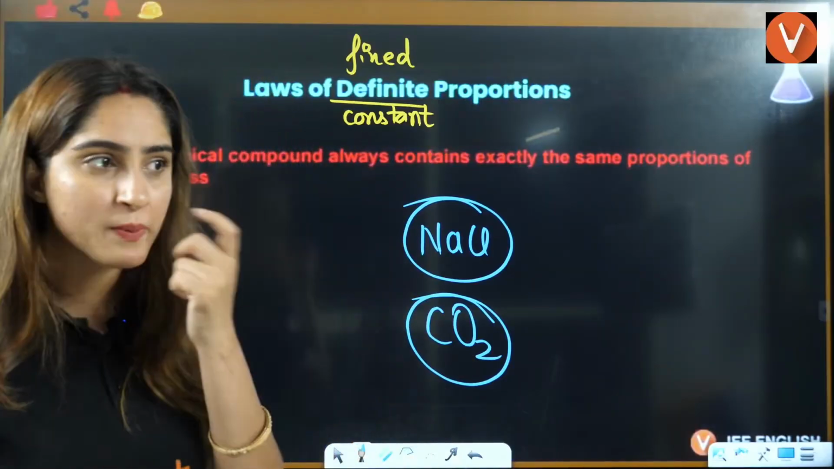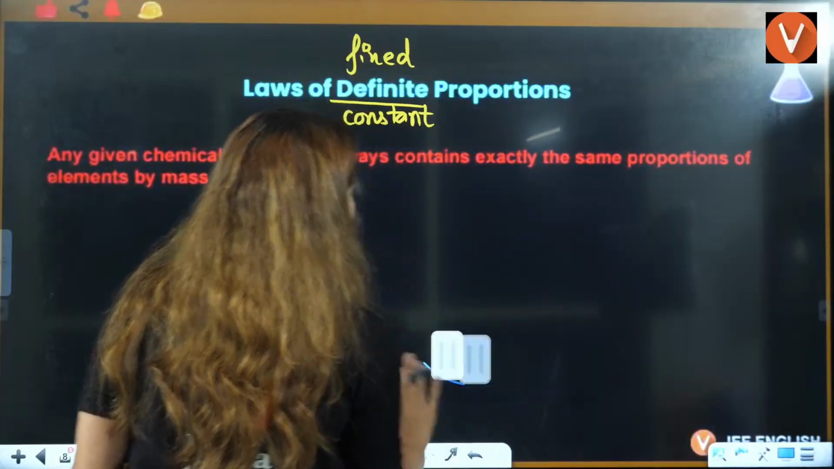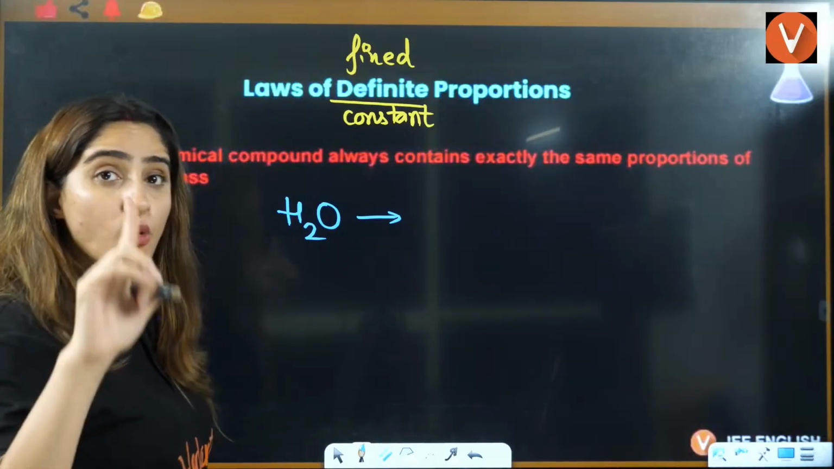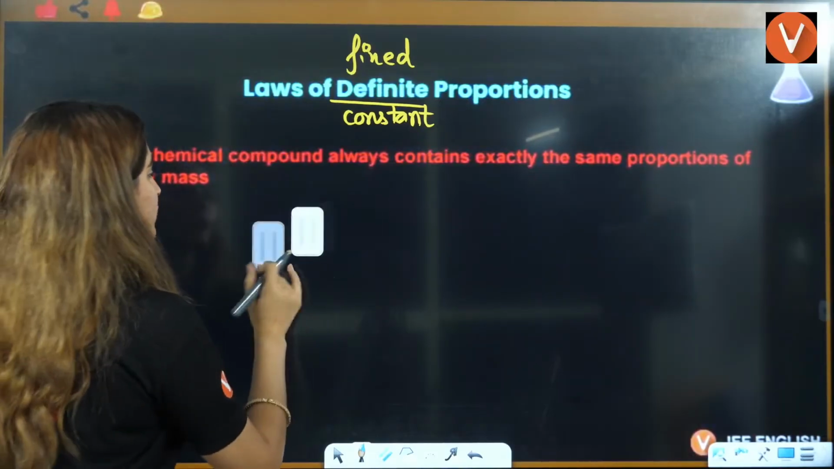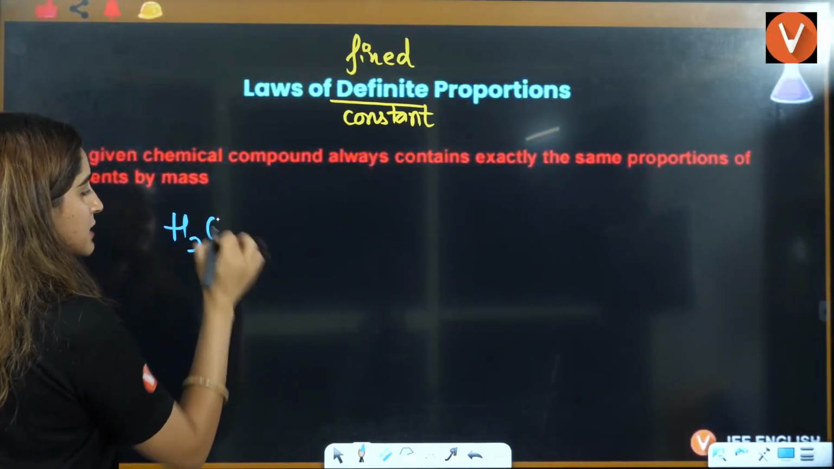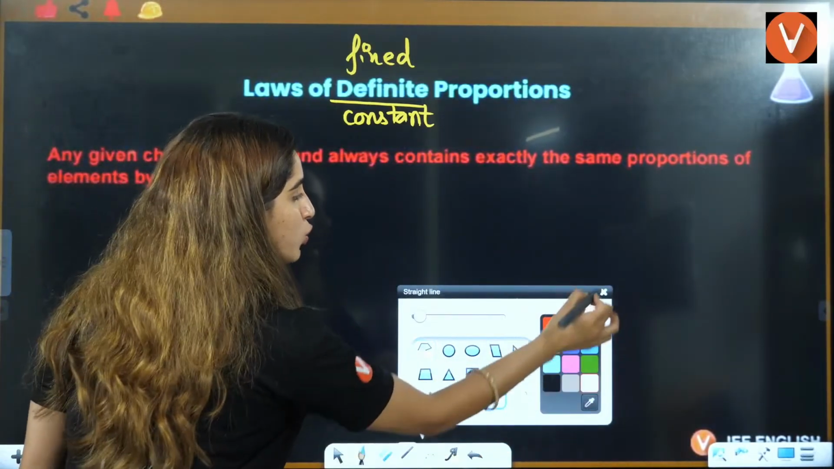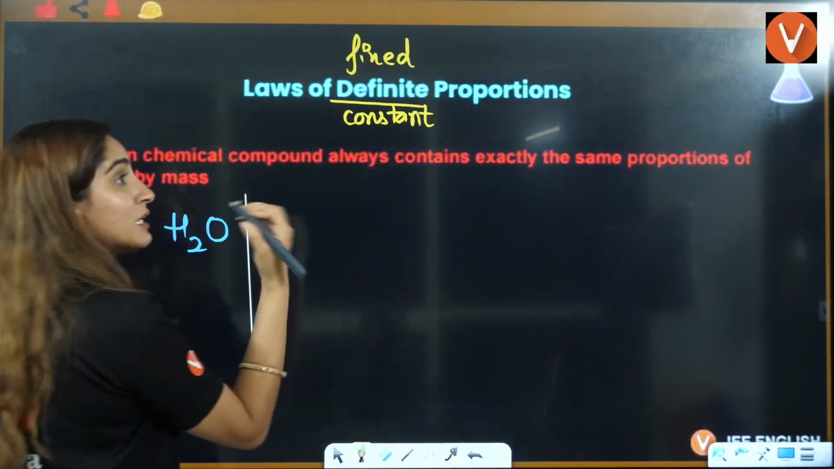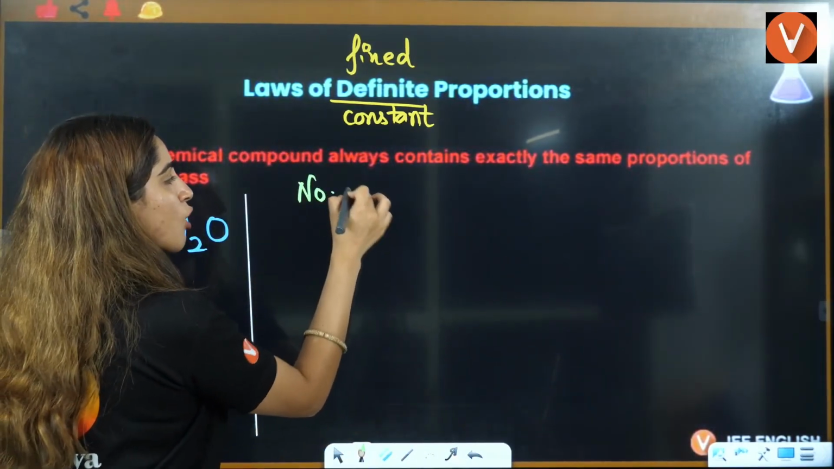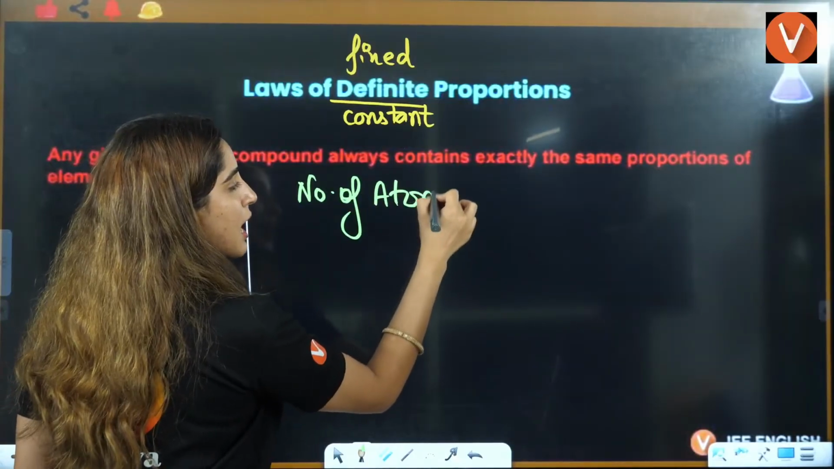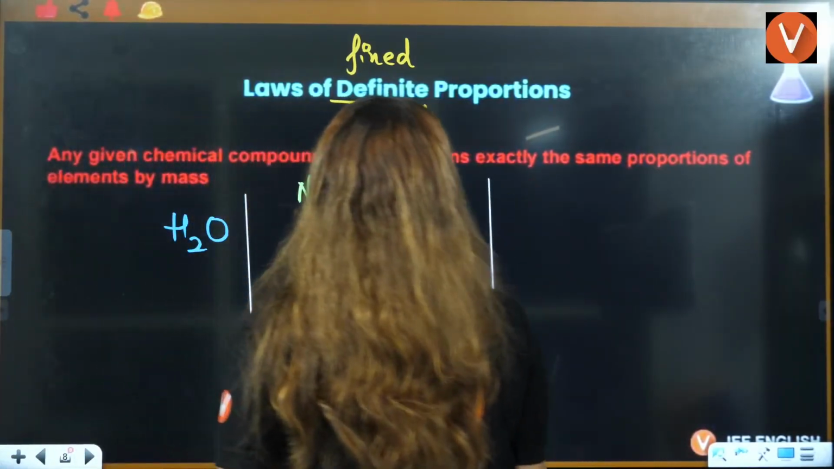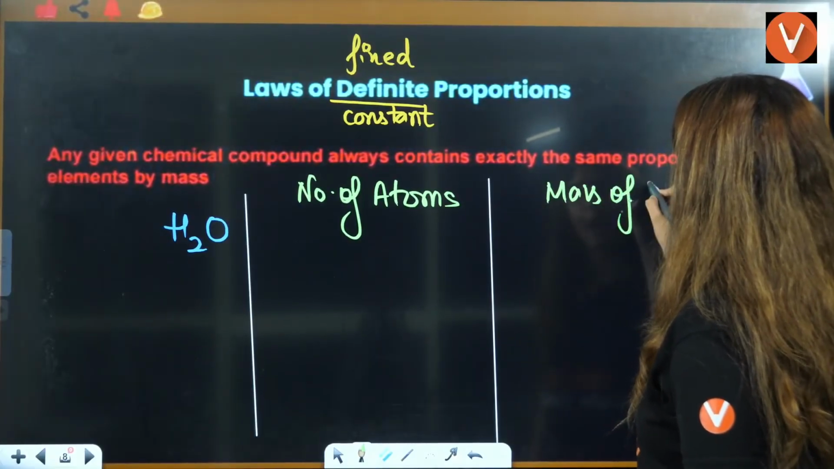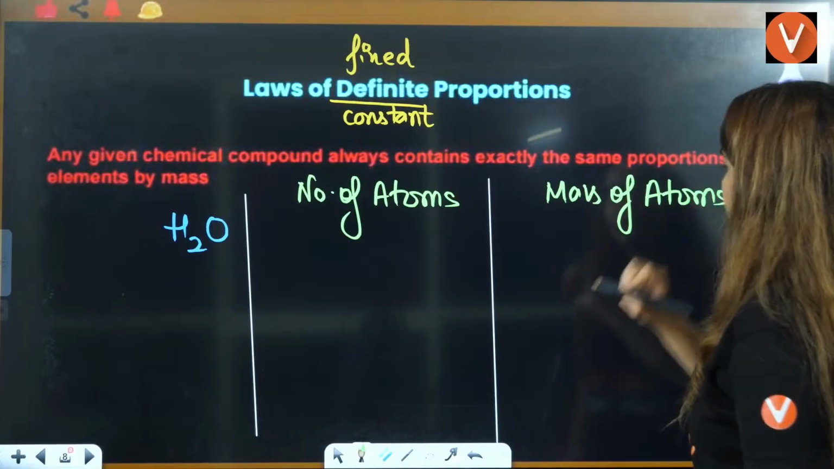Ma'am, what do you mean by proportion? Proportion means, let's take the example of water, H2O. Two types of proportions are fixed here, so I'll draw them. If I talk about water, one is the number of atoms, and the second one is the mass, the ratio of mass of atoms.